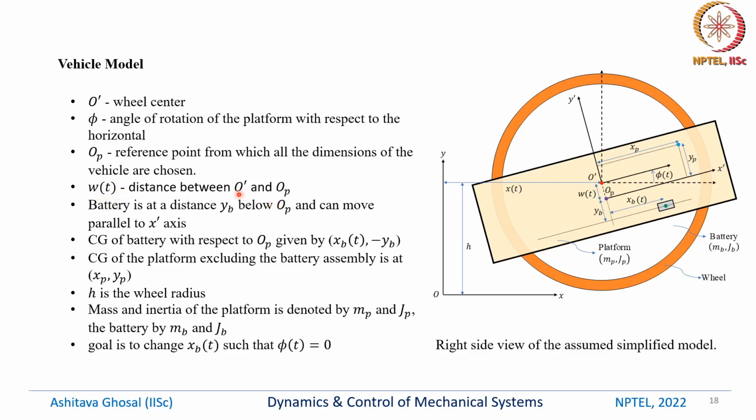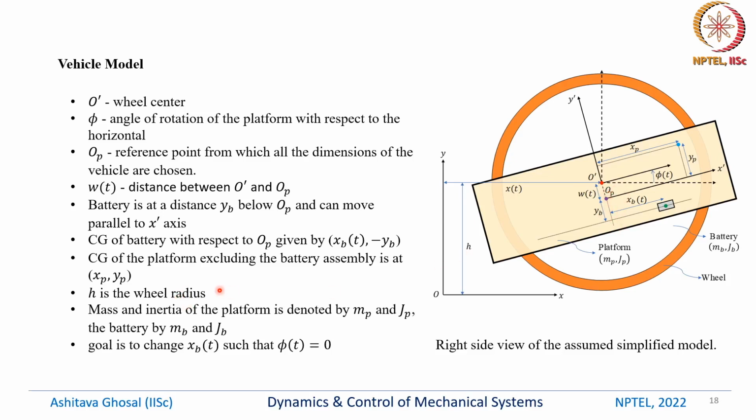WT is the distance between O prime and OP here. The battery is at a distance YB. So this is the battery, at a distance YB, and it can move in this direction along this x prime axis. So the CG of the battery with respect to OP is given by xb of t, which is this distance, and minus yb, so it is below the reference OP.